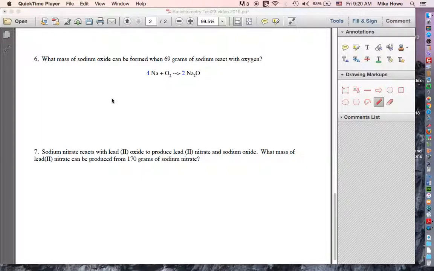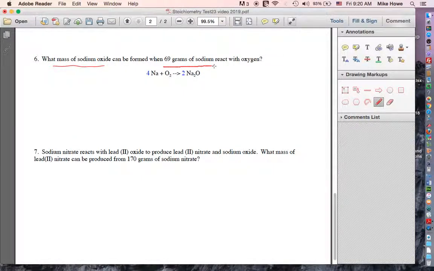So here we go on question number 6. Question number 6 says that we have 69 grams of sodium that we're going to react with oxygen. We want to know the mass of the sodium oxide. So we're looking for mass of sodium oxide. We have 69 grams of sodium. It reacts with oxygen, but that's irrelevant in regard to the math of the problem. It's only necessary to know that so that we can balance the equation.